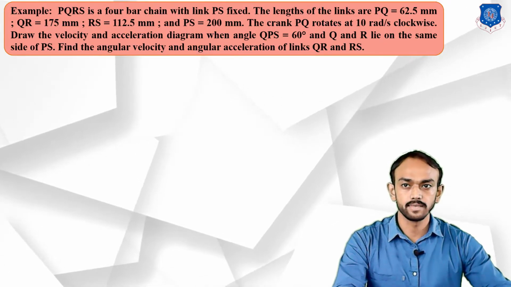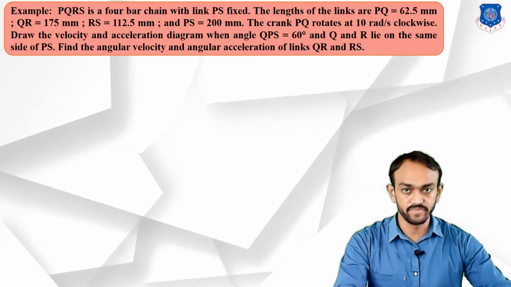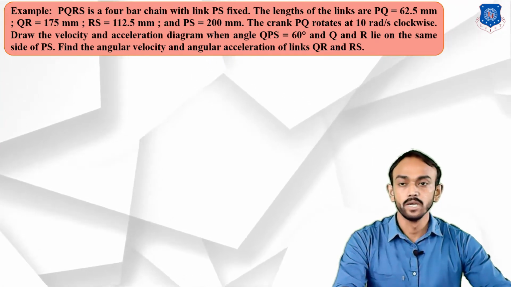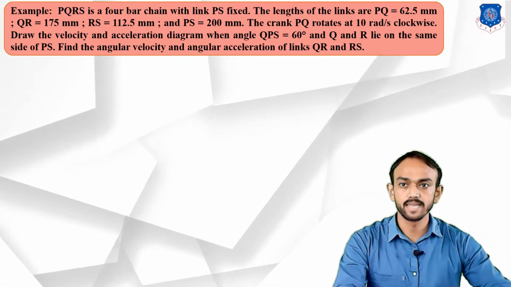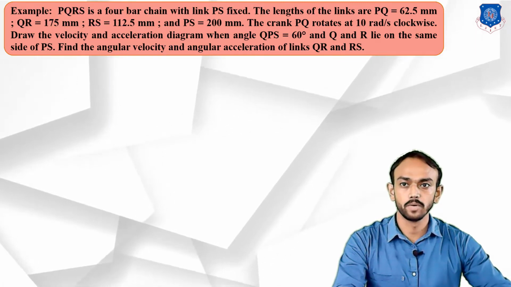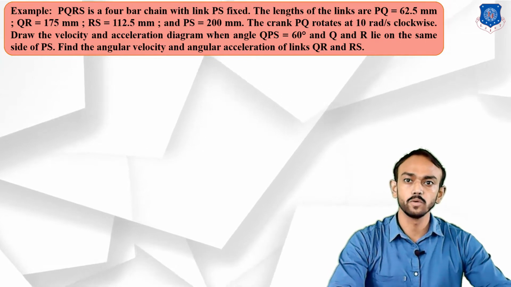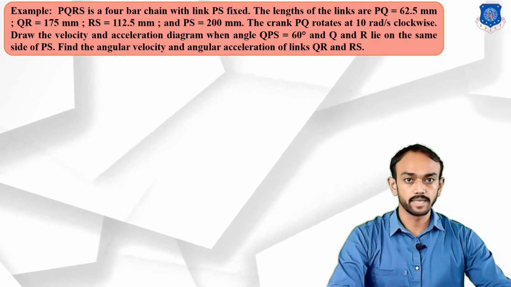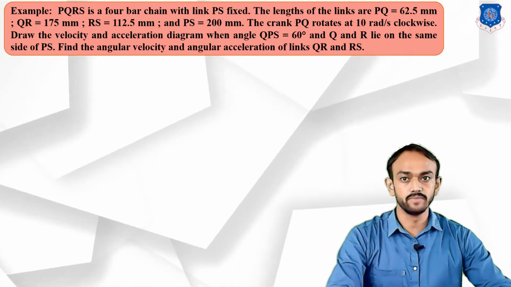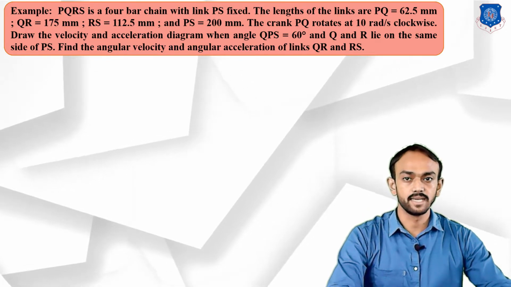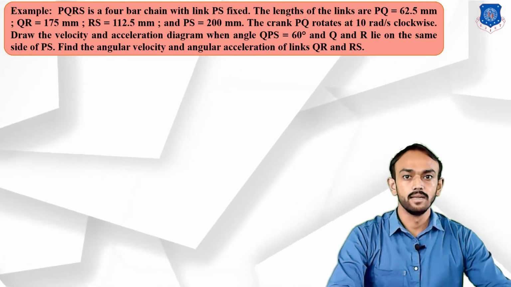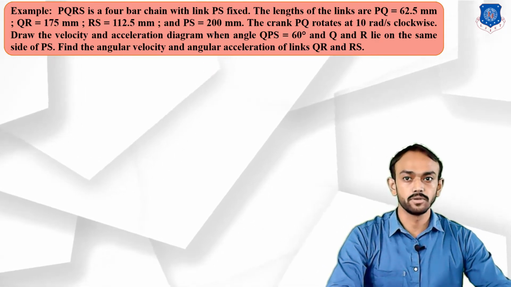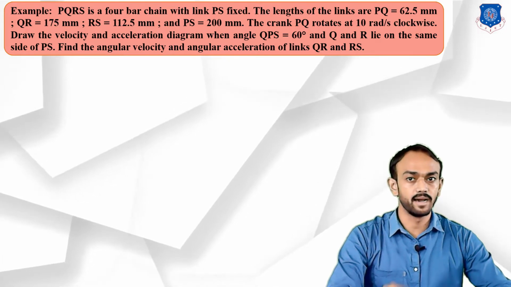PQRS is a 4-bar chain with the link PS as fixed, and the lengths of the links are PQ equal to 62.5 mm, QR equal to 175 mm, RS equal to 112.5 mm and PS equal to 200 mm. The crank PQ rotates at 10 radian per second in the clockwise direction. Draw the velocity and acceleration diagram when angle QPS is 60 degrees and Q and R lie on the same side of PS. Find the angular velocity and acceleration of link QR and RS.